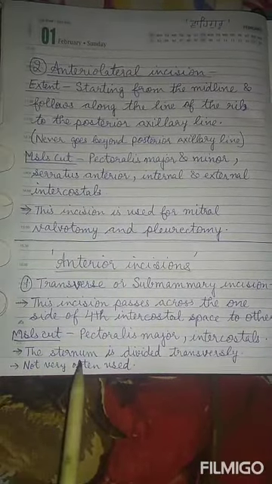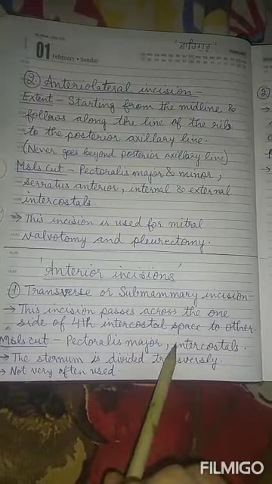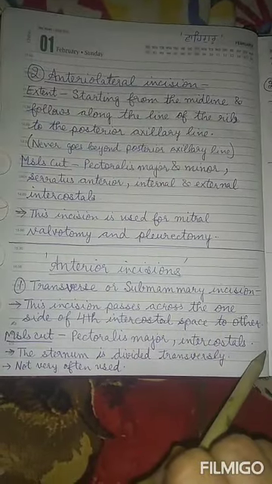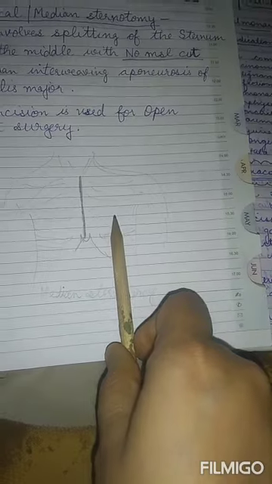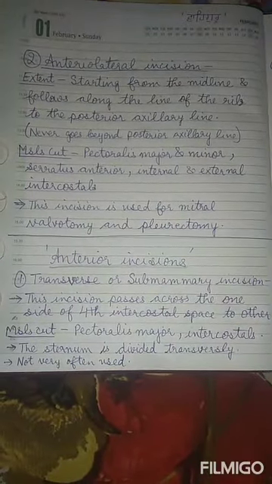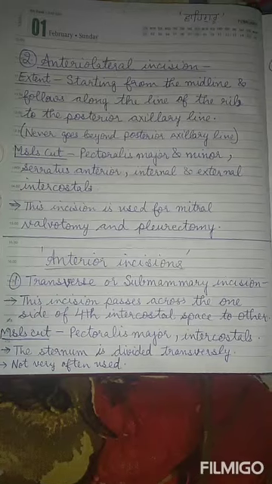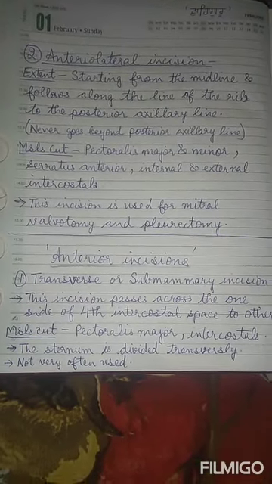In this, the incision passes around from the fourth intercostal space on one side to the fourth intercostal space on the other. So this is the transverse or submammary incision. The muscles cut are the pectoralis major and intercostals, and in this the sternum is divided transversely. This is not a very often used incision.